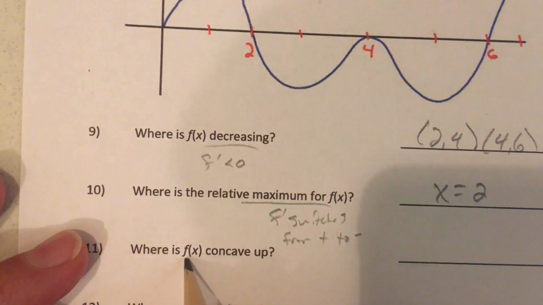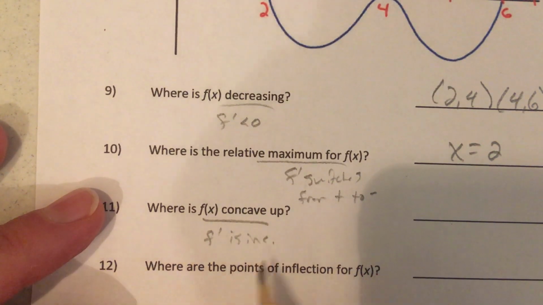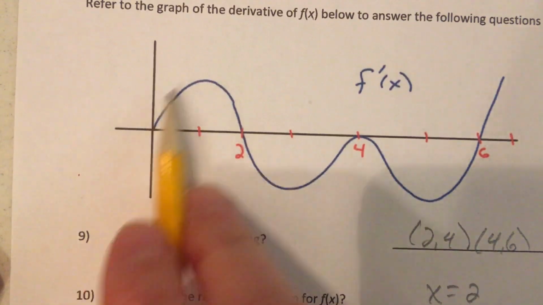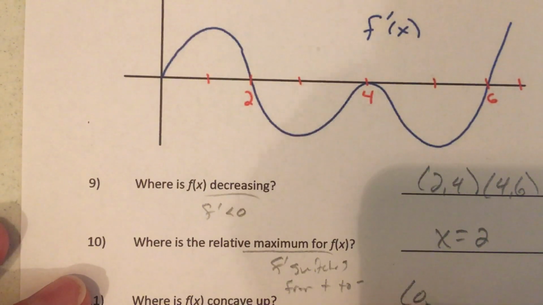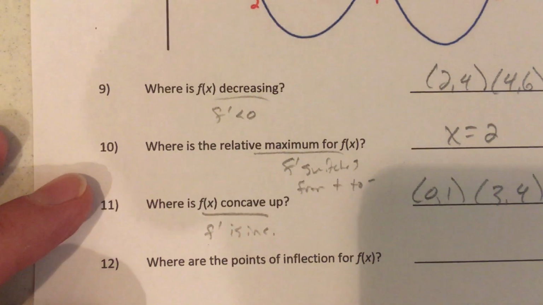Where is f of x concave up? F of x is going to be concave up when its derivative is increasing, because that's when the second derivative is positive. This is the first derivative. It's increasing from 0 to 1, from 3 to 4, and from 5 to, we'll say, infinity. They didn't give us an endpoint there.